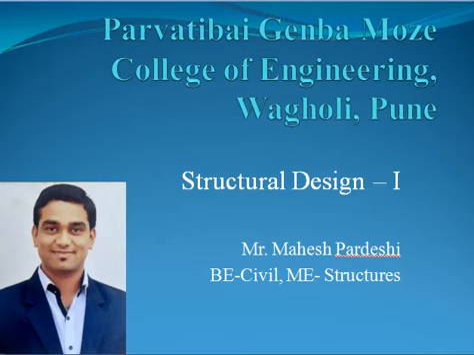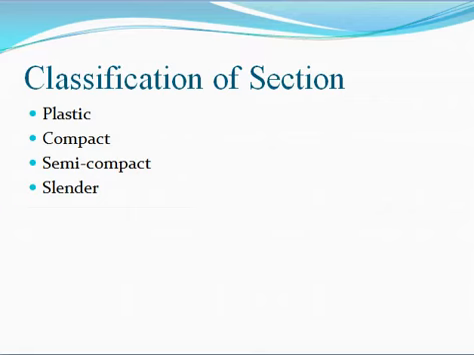Now, today we are starting with the classification of sections. Let me first explain what is meant by classification of sections. While designing any structure in steel structures, we have to select different types of sections. These sections are like I sections, channel sections, T sections, angle sections. Various types of sections we have to choose while designing the steel structure.